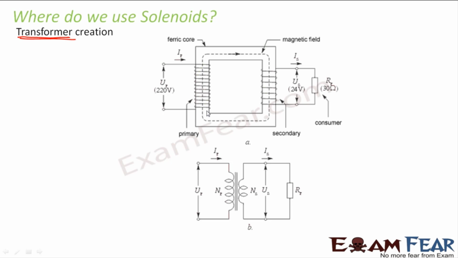Here if you see, they have these solenoids with the help of which the transformation of the current and voltage actually takes place. Now how this transformer works, that we will discuss in our later classes. So for now you should just know that solenoids are useful in these transformers also.